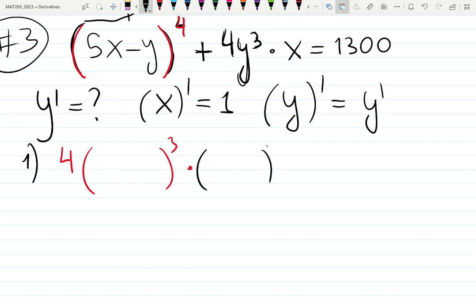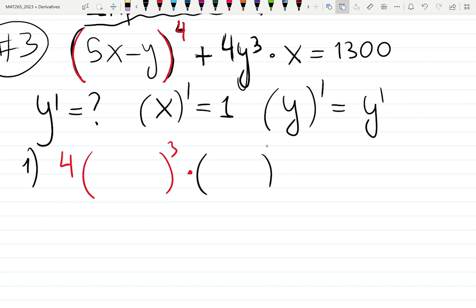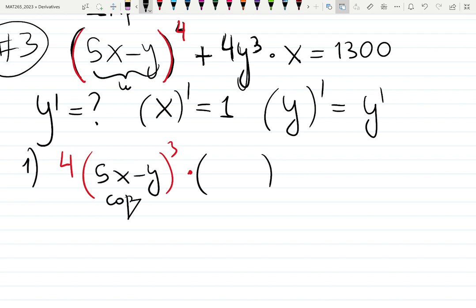Does that make sense? This is the easy case. You're supposed to know this already by now. Do you understand that one? 4 goes down, copy, because it's your u, right? So 4u to the 3, 5x minus y, times derivative of the function inside.